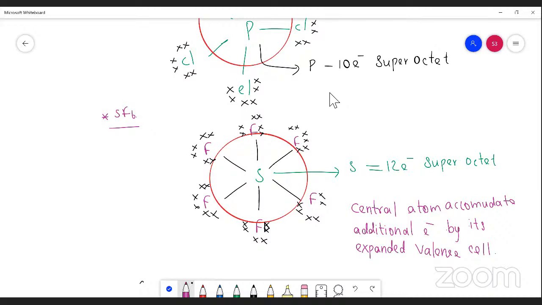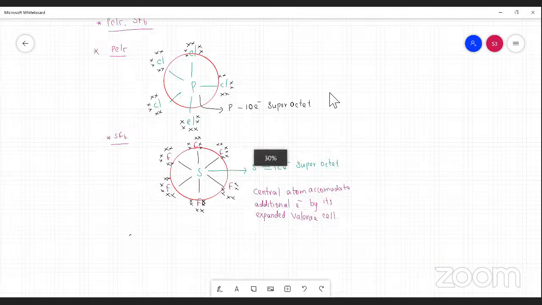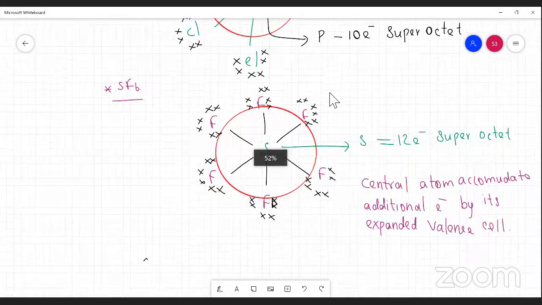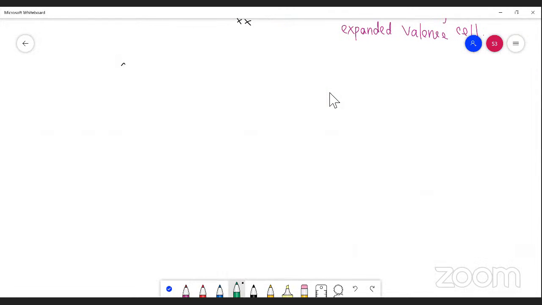Now we are taking the ionic bond and the electrovalent bond. Listen, students. So the next topic is the ionic bond.